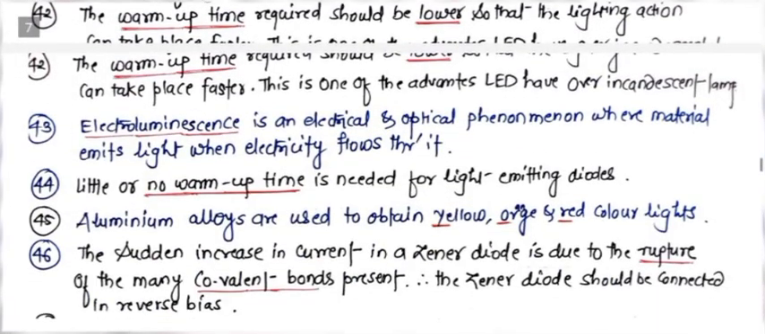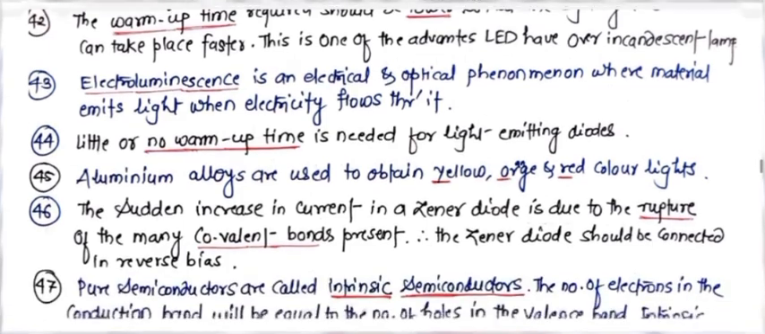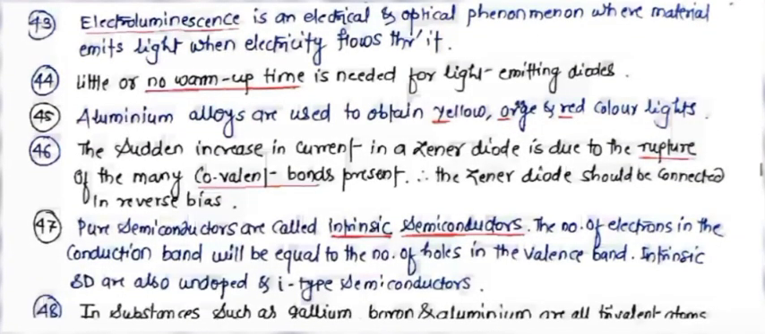The warm-up time required should be lower so that the lighting action can take place faster. This is one of the advantages LEDs have over the incandescent lamp. Electroluminescence is an electrical and optical phenomenon where a material emits light when electricity flows through it. Little or no warm-up time is needed for light-emitting diodes. Aluminum alloys are used to obtain yellow, orange, and red color lights.